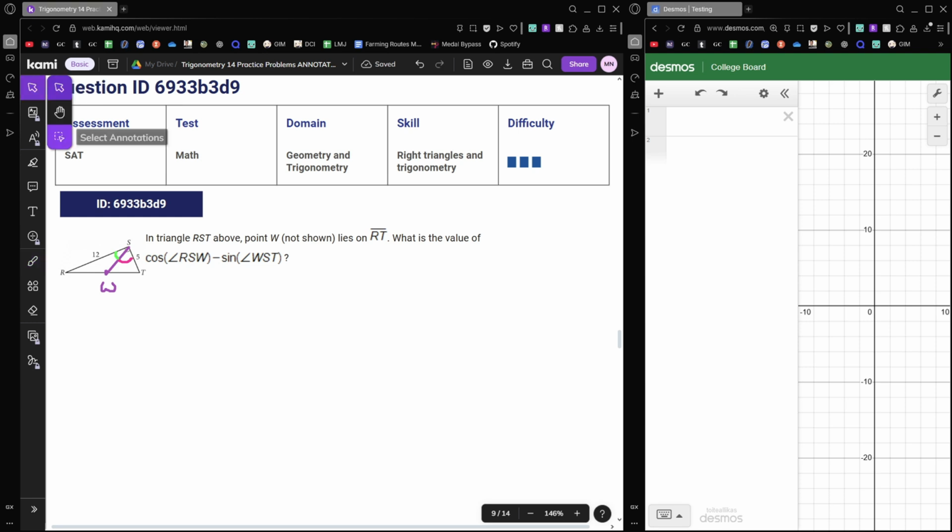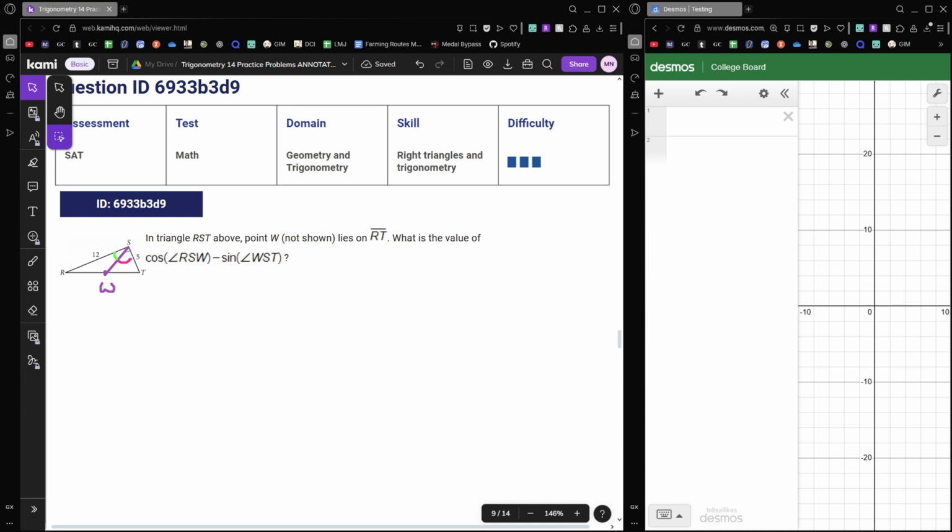Now you should notice here that the line from point W to point S intersects a 90-degree angle. So that means that no matter what, the green angle plus the pink angle will always equal 90 degrees. So there's a little shortcut that could apply here. When two angles added together equal 90 degrees, that means that the sine of one angle is equal to the cosine of the other.